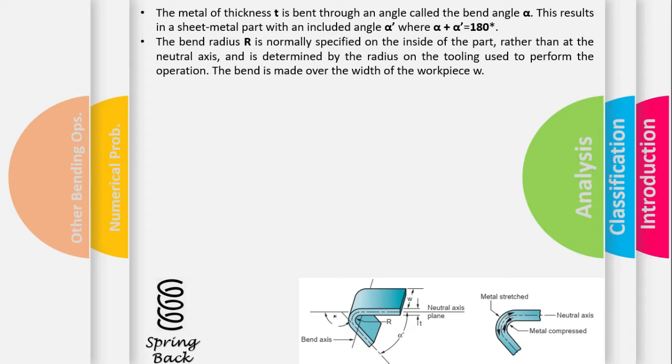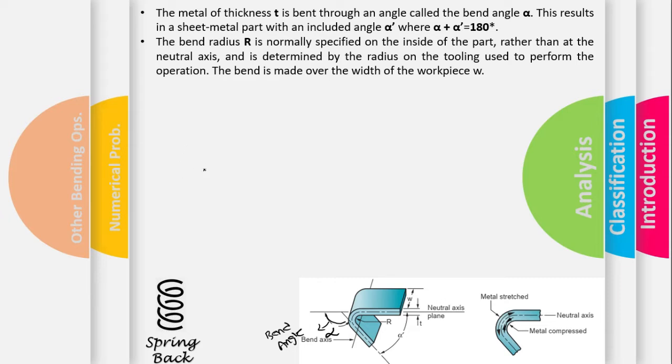If we strain the sheet metal along an axis, the angle by which it is strained is known as the bend angle. That is known as alpha, and the remaining angle is known as alpha prime. So we have alpha plus alpha prime equals 180 degrees, and we have the bend radius R, as shown here, and the width of the part, which equals W.